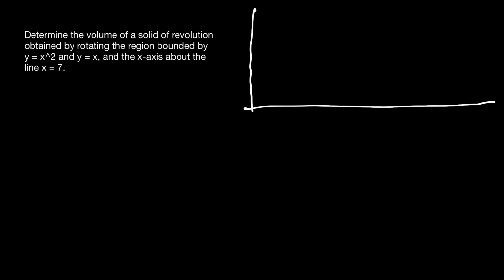We would have a graph kind of like this. Let me color coordinate here. We've got y equals x squared. So that would be kind of this half of a parabola. And then we have y equals x. So that would be a diagonal line right there. So the region that's bounded by those is going to get revolved around the line x equals 7.